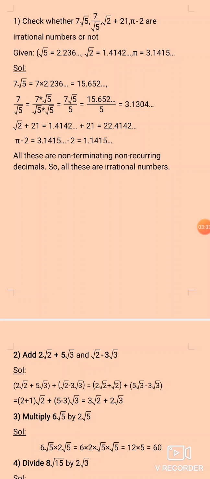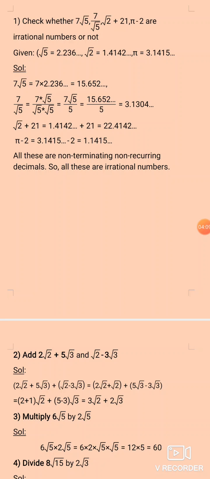Simplification. Important one and also simple. Add 2 root 2 plus 5 root 3 and root 2 minus 3 root 3. So, listen carefully. Here we need to add. The like terms we can add or subtract. So, we can write the first expression as 2 root 2 plus 5 root 3 plus root 2 minus 3 root 3. Now, the like terms we can write together. So, 2 root 2 plus root 2 plus 5 root 3 minus 3 root 3.